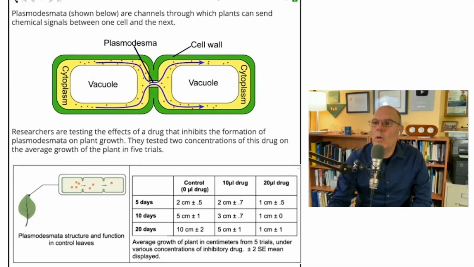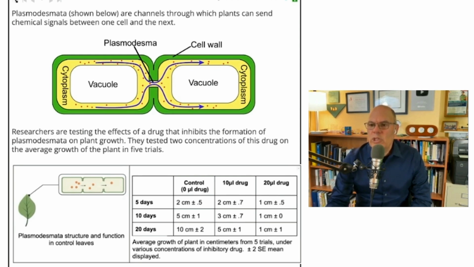Plasmodesmata, shown below, are channels through which plants can send chemical signals between one cell and the next. Researchers are testing the effects of a drug that inhibits the formation of plasmodesmata on plant growth. They tested 2 concentrations of this drug on the average growth of the plant in 5 trials.